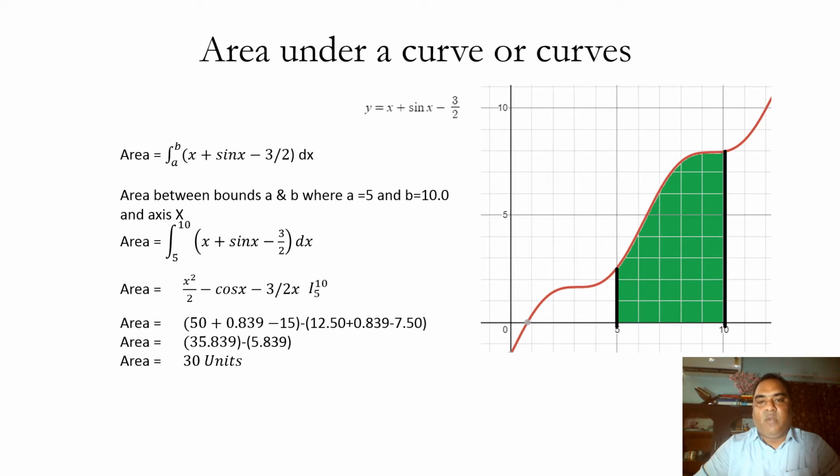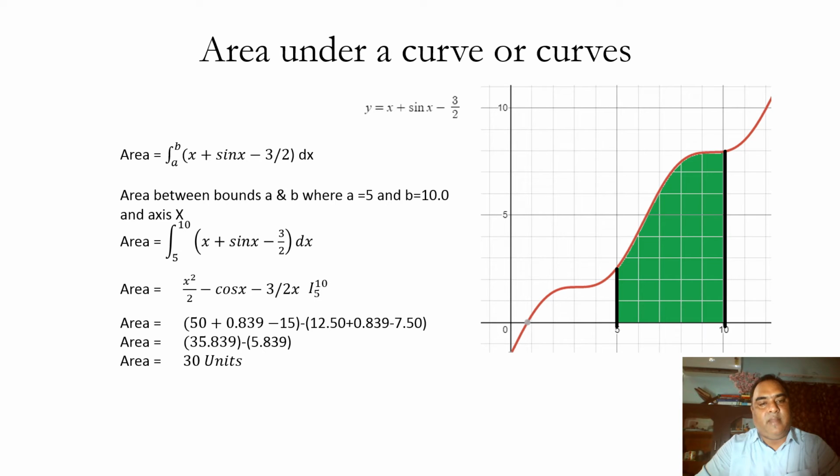For a better understanding, I have taken this particular equation, which is f(x) equal to x plus sin x minus 3/2, which is this red graph shown here on the screen. And we have to compute the area enclosed by this particular function along with the x-axis from bound 5 to 10. In order to compute that, we simply integrate the given equation from bound 5 to 10 and get the answer. And by doing so, we get the answer as 30 units.